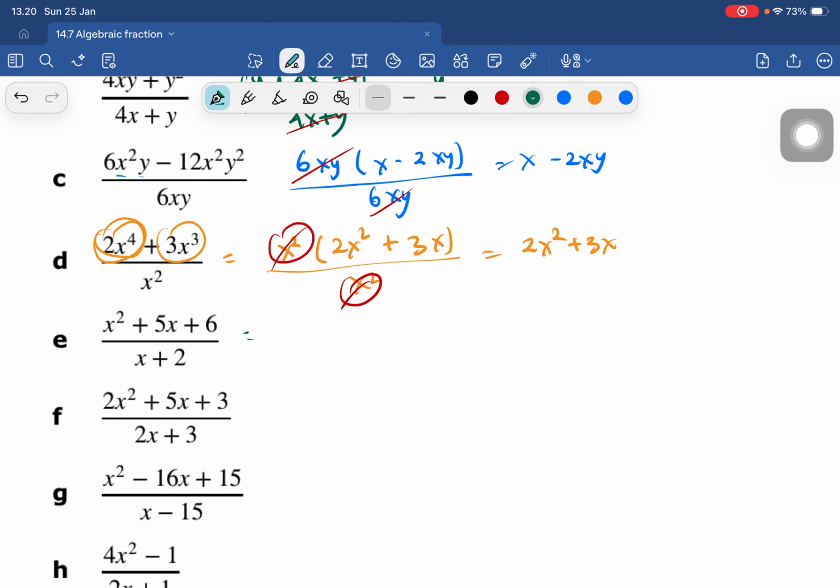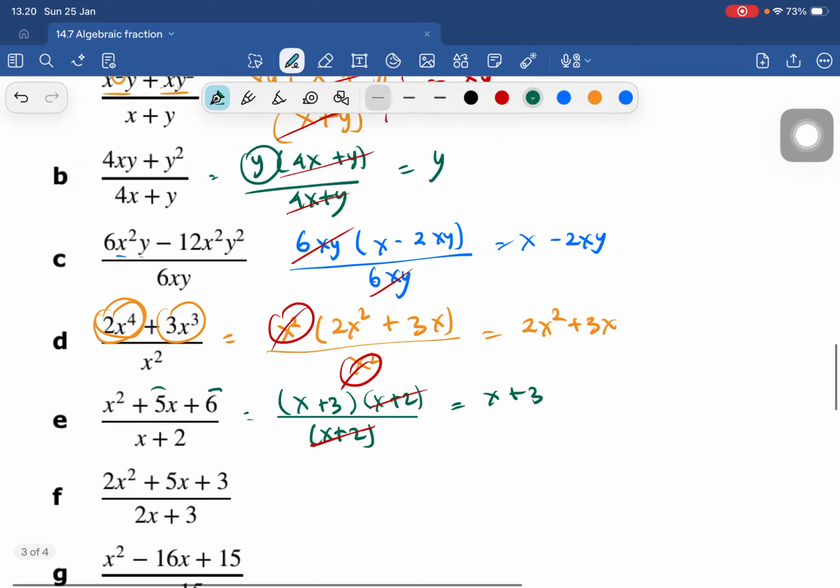Okay, we need to factorize it. So here is x plus 2. So this has to be x and then x. When we multiply it equal to 6, when we add it equal to 5. So it's going to be plus 3 and plus 2. Okay, here we simplify it. So the final answer is going to be x plus 3.